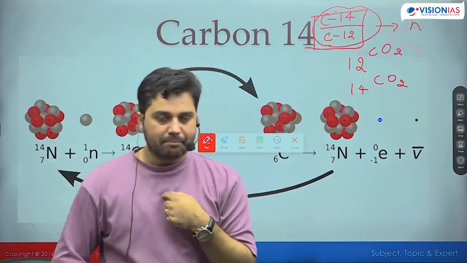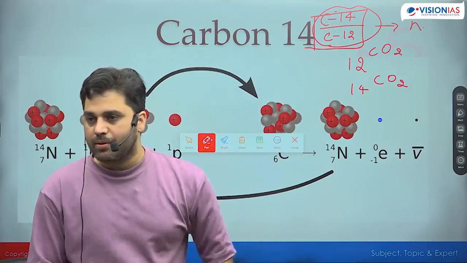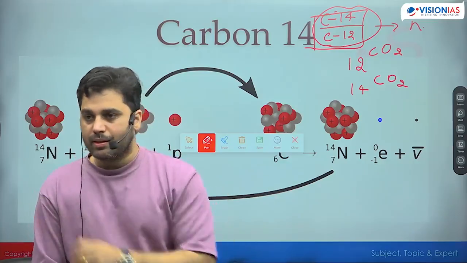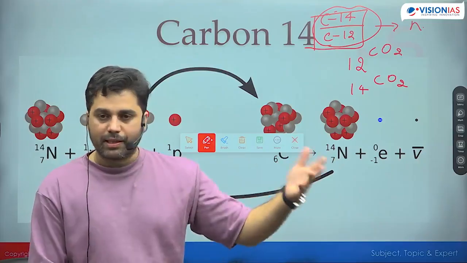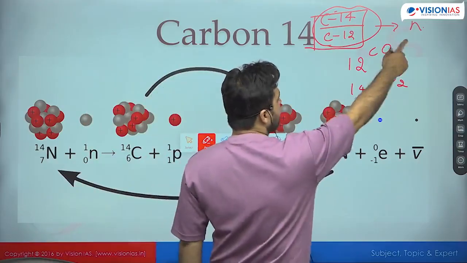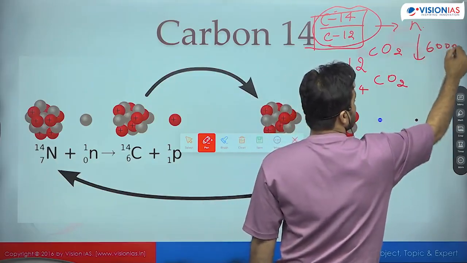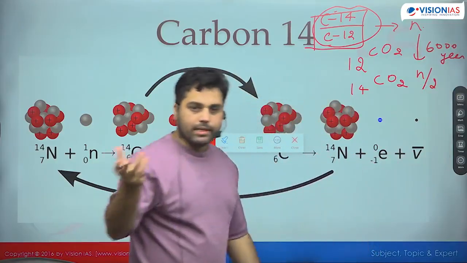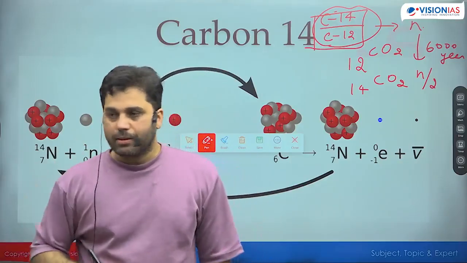The moment I am dead, carbon-12 is stable, not radioactive. Nothing is going to happen to carbon-12. But carbon-14 is not stable. Carbon-14 is going to decay. So in every 6,000 years, half of the carbon-14 becomes nitrogen. As long as I am alive, I have ratio n. But when I am dead, after 6,000 years, that ratio becomes n by 2. Carbon-14 is decreasing, carbon-12 is the same, so what will the ratio become? It will go from n to n by 2.